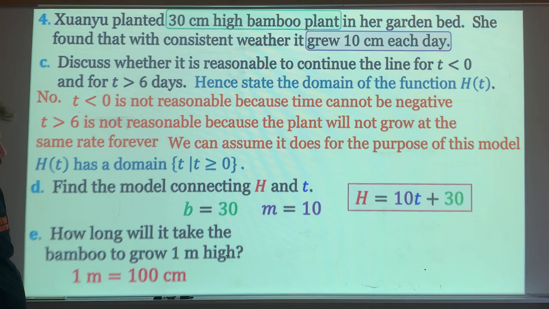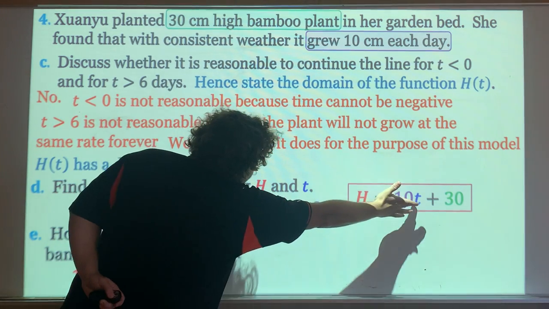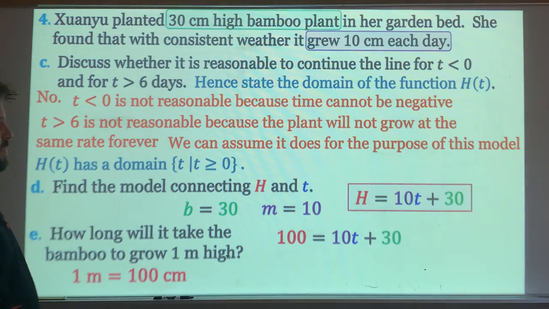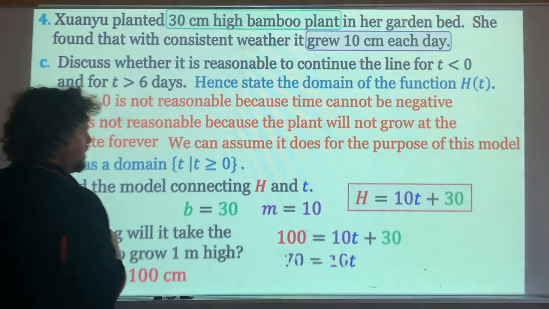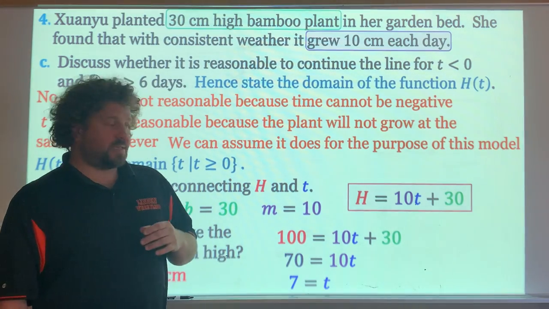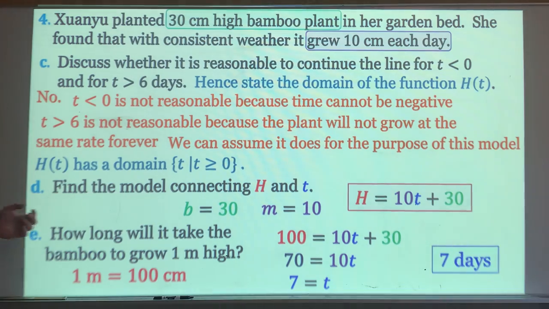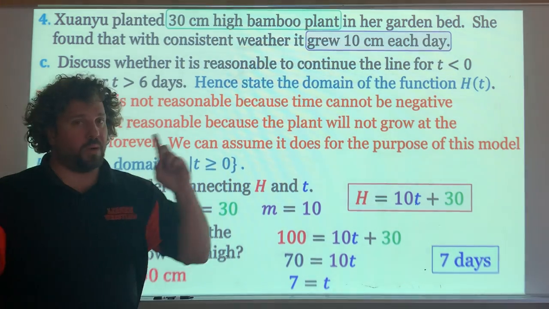How do we do that? We plug in 100 for H, and then we solve for T. 100 equals 10T plus 30. We're going to subtract 30 from both sides. You get 70 equals 10T. And then you divide both sides by 10 and you get T equals 7. So it will take approximately 7 days for this bamboo plant to grow 1 meter high.